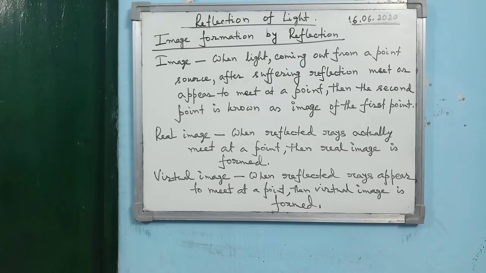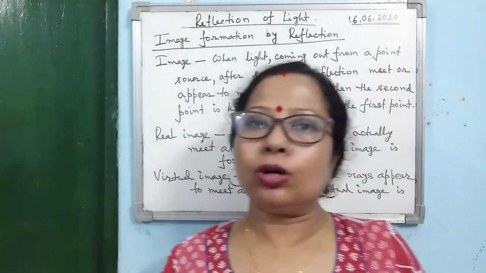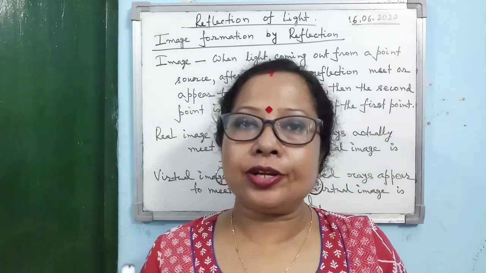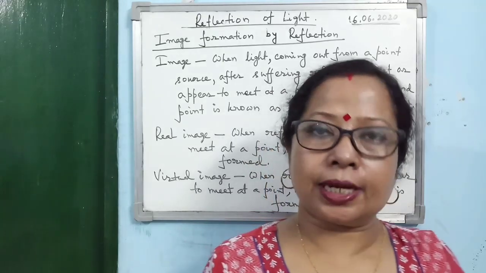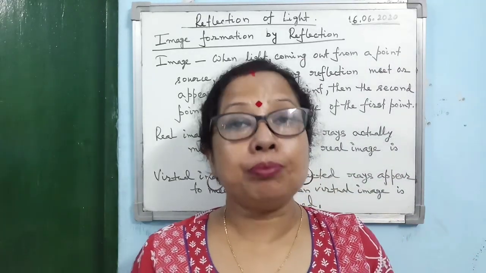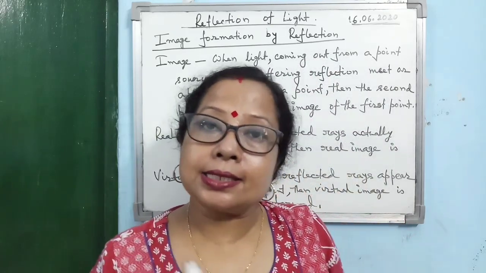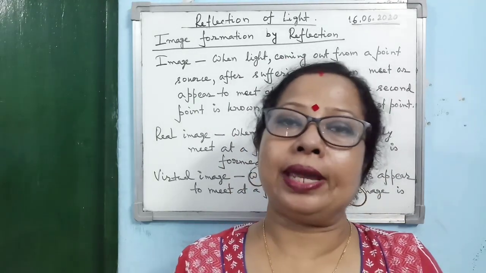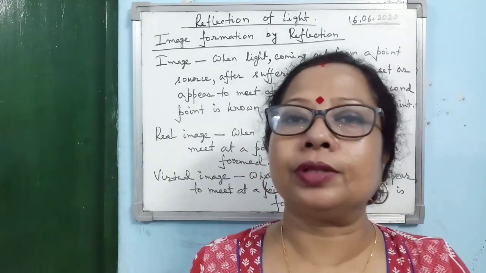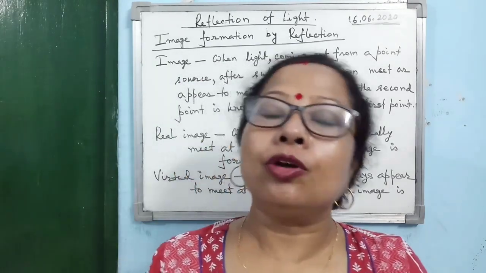Now, image formation by reflection. So what is an image? Everyone knows. When light rays come out from a point source, and after suffering reflection, the reflected rays meet at a point or appear to meet at a point, then the second point where the reflected rays meet or appear to meet is known as the image of the first point. So we may have two kinds of image, that is real image and virtual image.